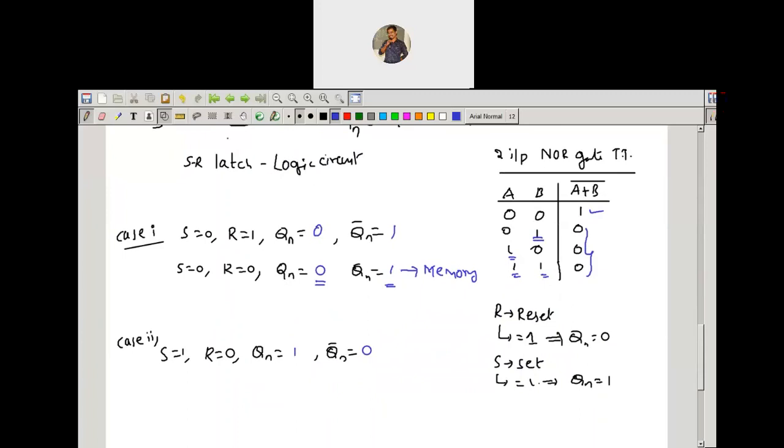Now you can check it here. In case 2, we are making set equals 1, and you are getting the output 1 only. So is it satisfied or not? When you give S equals 1, the output is going to be set. So it is satisfying. One more thing: we are taking Qn as the normal output and Qn bar as the complement output. Now you can observe whether we are getting the complement outputs or not: 1, 0. Both are complement outputs.